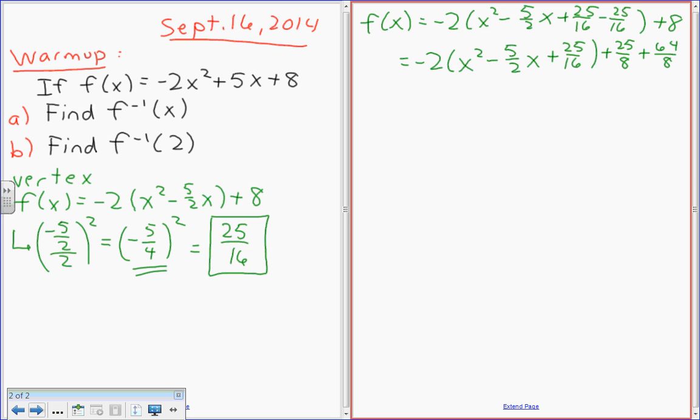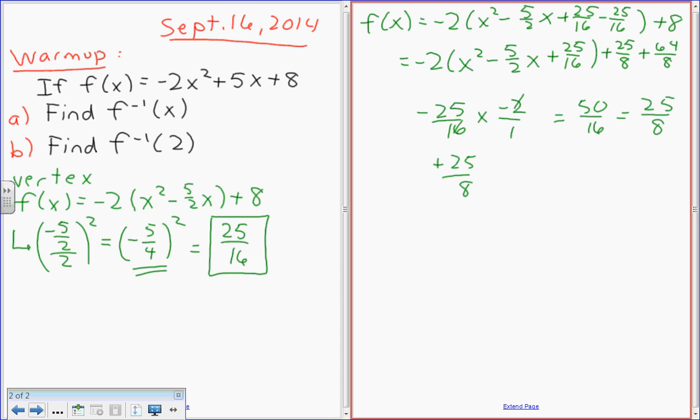Okay, just a reminder here. If you multiply -25 over 16 times -2 over 1, you can either call it 50 over 16, which is 25 over 8, or just go right here and say those both divide, -25 plus 25 over 8. Either one of those is okay.